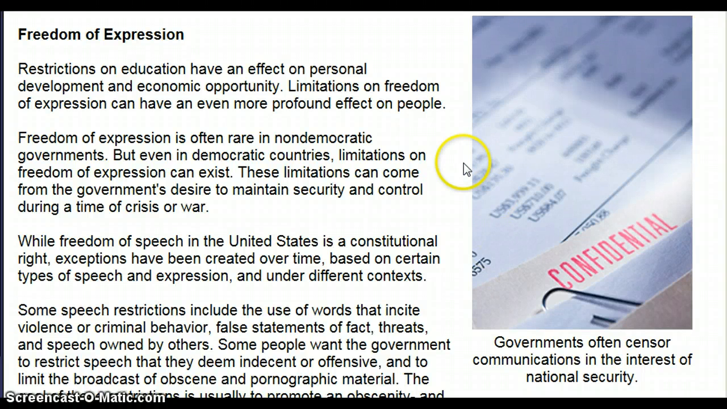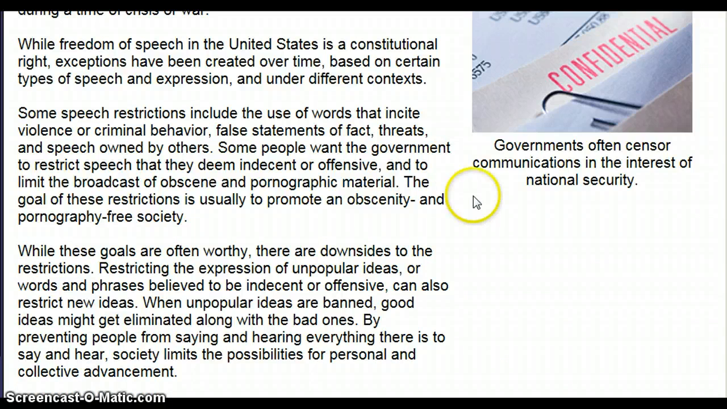speech owned by others. Some people want the government to restrict speech that they deem indecent or offensive, and to limit the broadcast of obscene and pornographic material. The goal of these restrictions is usually to promote an obscenity and pornography-free society. While these goals are often worthy, there are downsides to the restrictions.